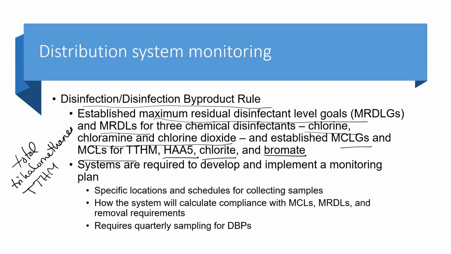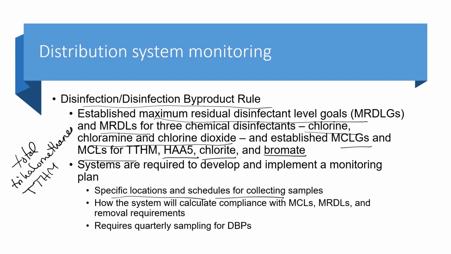Chlorite is a byproduct of chlorine dioxide. And systems have to develop and implement a monitoring plan. So they have to have specific locations where they sample. Typically, these will be at the far ends of the distribution. You're looking at finding the highest concentrations possible.